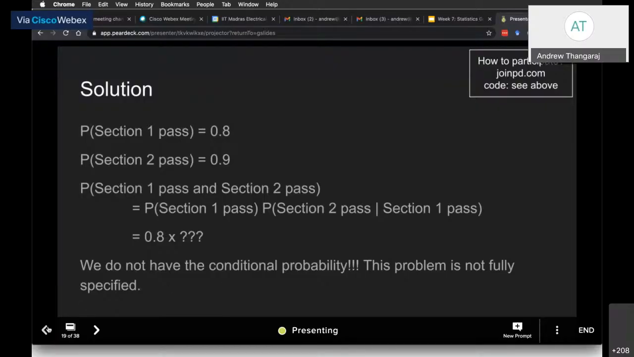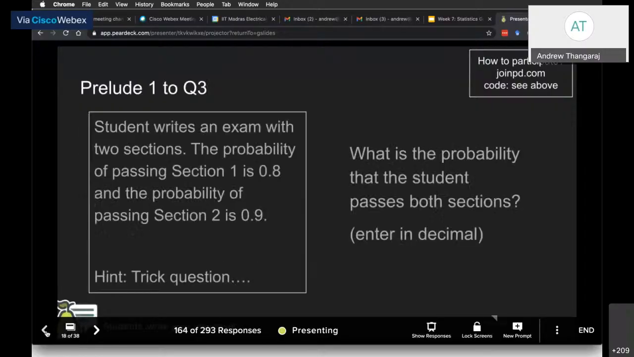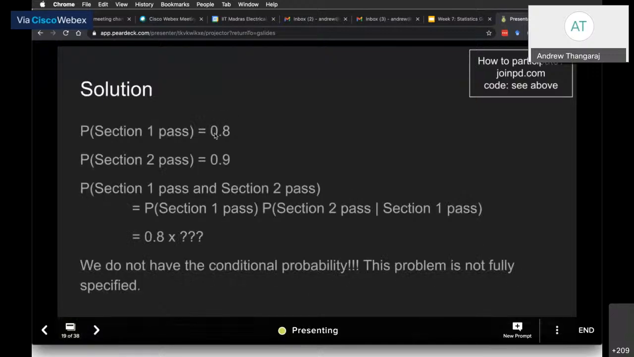Okay, so independence has not been given, so the rule expects a conditional probability, and the conditional probability has not been defined in the problem. If the problem defines the probability of section 2, it does not define the conditional probability. Okay, so keep that in mind.